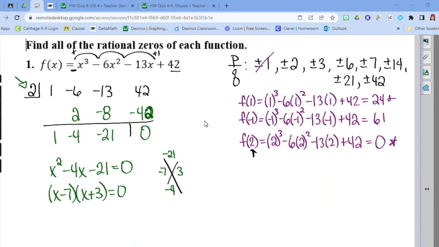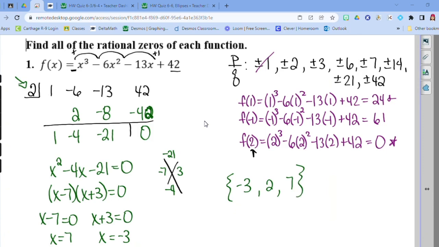I set each factor equal to 0. x minus 7 equals 0. x plus 3 equals 0. Add the 7, so x equals 7. Subtract the 3, x is a negative 3. So I have 3 rational zeros here, and they are negative 3, positive 2, positive 7. So this one, all 3 of the zeros are rational.